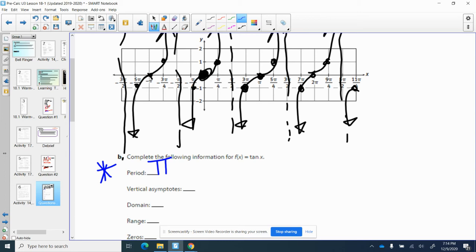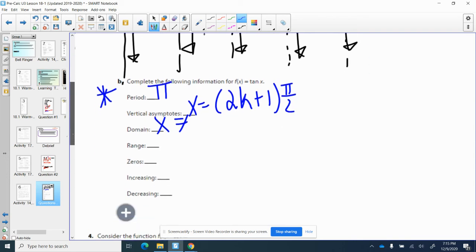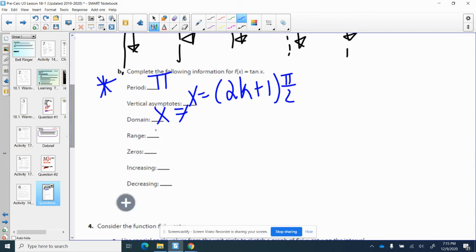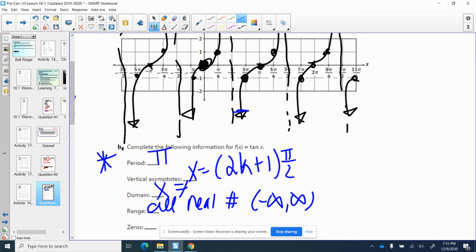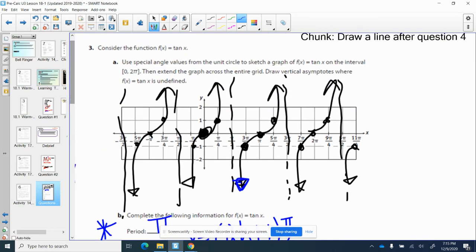Now, overall, the rest of this, you're going to notice we have vertical asymptotes occurring at those odd values. So when it's 2k plus 1 pi over 2, then x cannot equal that. Range here, all real numbers, from negative infinity to positive infinity, because notice we're going from negative infinity up to positive infinity. Eventually, every y value is accounted for.